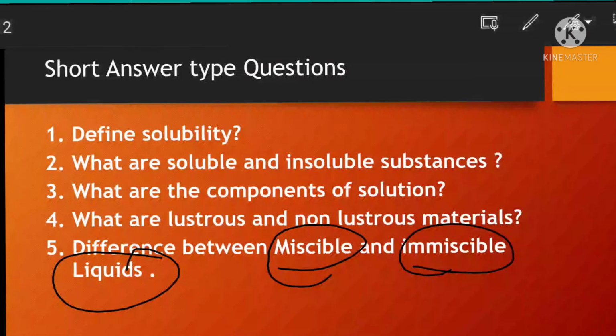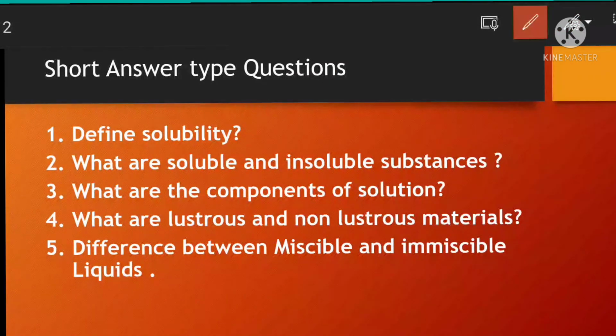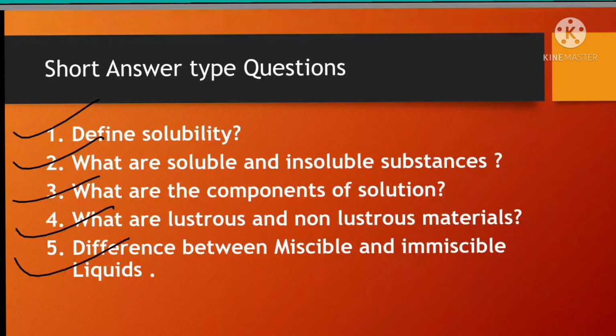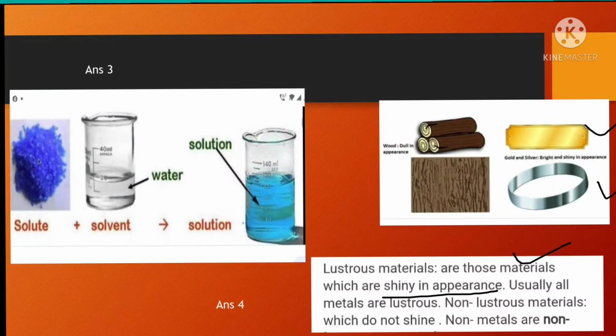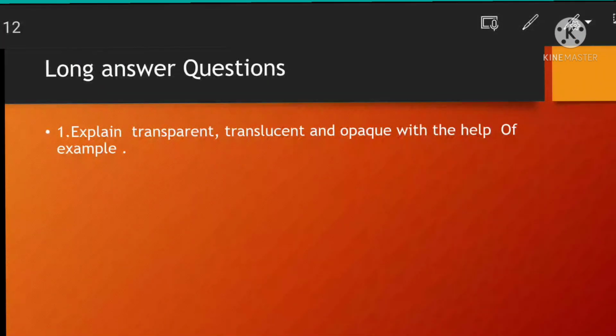So here we have done all the questions. Solubility also. What is soluble and insoluble? What are the components of solution? What are lustrous and non-lustrous? Difference between miscible and immiscible liquids. Now let's come to certain questions, which are very important. What do you mean by transparent, translucent and opaque object?